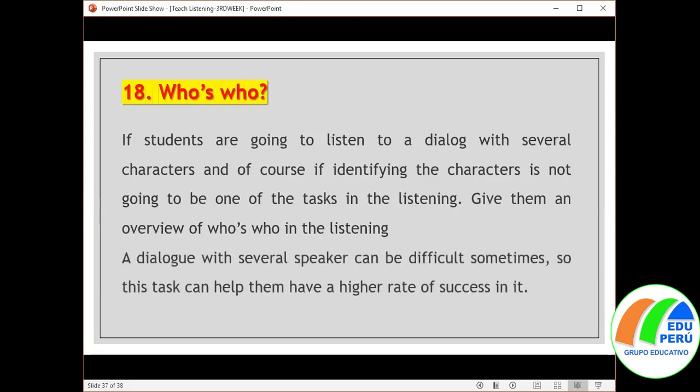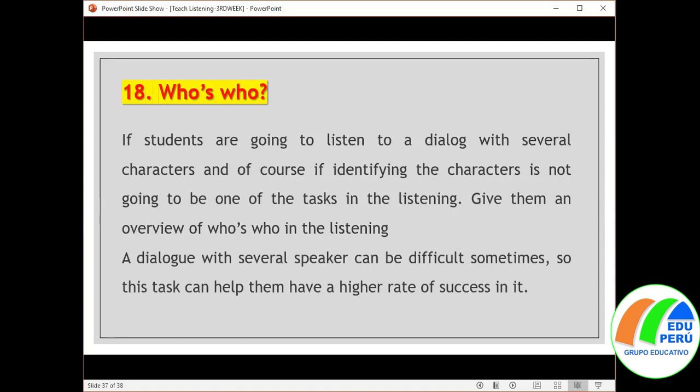A dialogue with several speakers can be difficult sometimes, so these tests can help them have a higher rate of success in it. And remember, this is helpful when you have a lot of characters in a conversation. You have 4, 5, 6 characters, so you could explain before listening who's who, what is the role of each character in the conversation or in the dialogue. So they could have a higher rate of success in it.